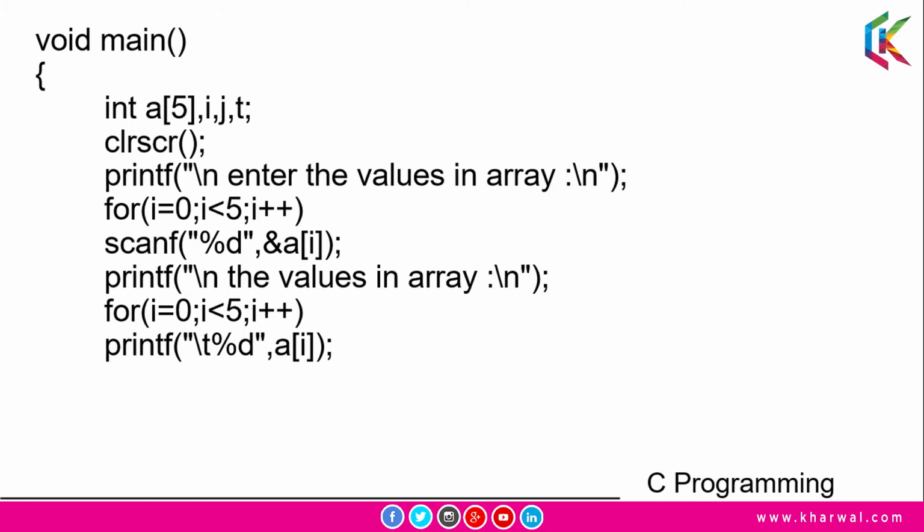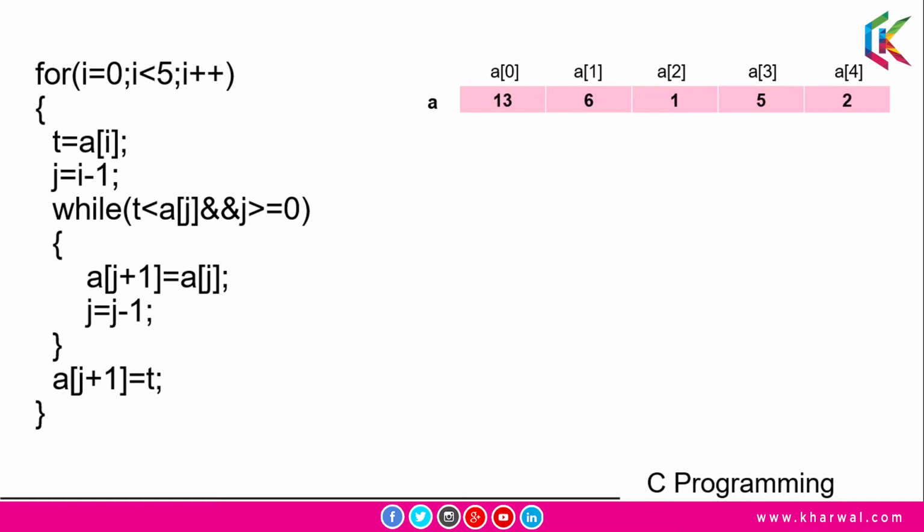Now moving forward guys, this is the logic to implement insertion sort in C programming. Initially when the value of i is 0, it will check this condition. So 0 less than 5, and this condition is true. Now A[0] will be assigned to t. So the value of t will be 13 and the value of j will be minus 1 because the value of i is 0. And now in the while loop, I am using these two conditions, and these two conditions are combined by the logical AND operator. If these two conditions are true, then these two statements will be executed.